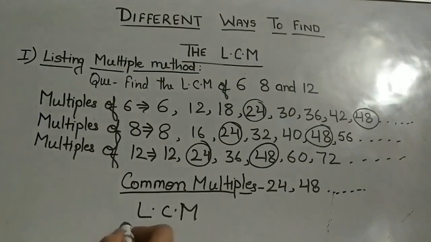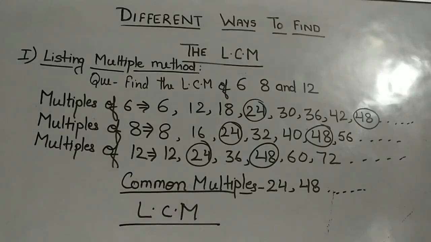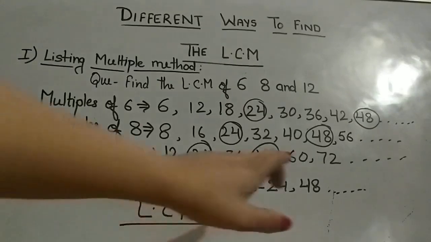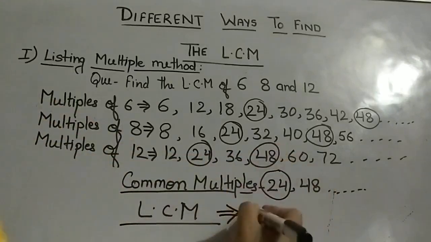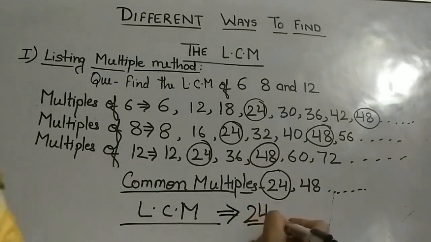Now coming to the LCM. LCM stands for least common multiple. Least means smallest. So what is the smallest common multiple, or the least common multiple, out of these common multiples? This is 24. So our LCM is 24.